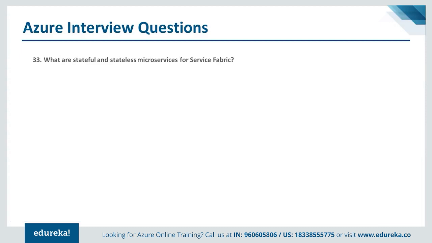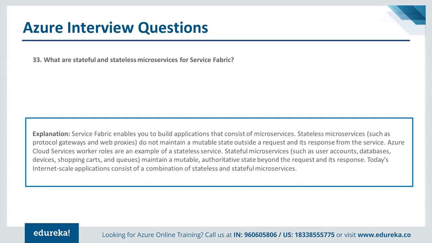Now, the other question talks about what are stateful and stateless microservices for Service Fabric. So Service Fabric enables you to build applications that consist of microservices. Stateless microservices such as protocol gateway and web proxy do not maintain mutable state outside a request and its response from the service. Now, my Azure Cloud Service Worker role is an example of a stateless service, and stateful microservices such as user accounts, databases, devices, shopping carts, and queues maintain a mutable authoritative state beyond the request and its response. So this is how it works.